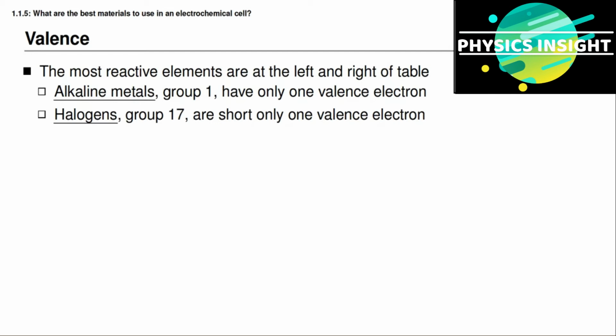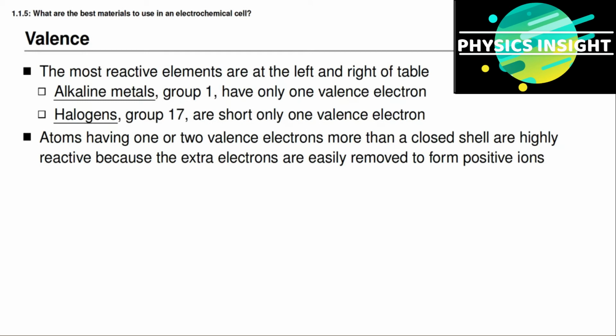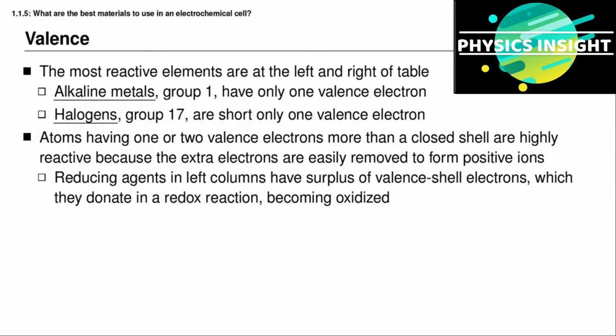However, in the column just before that, we find the halogens in group 17, which are lacking only 1 valence electron before that valence shell is completely filled. And it turns out that elements that have only 1 or 2 valence electrons are highly reactive because these electrons are very easily removed and cause the atom to become a positively charged ion. And these atoms are shown in the left 2 columns of the periodic table, and they're very strong reducing agents because these extra electrons are quite easily donated, becoming oxidized themselves.